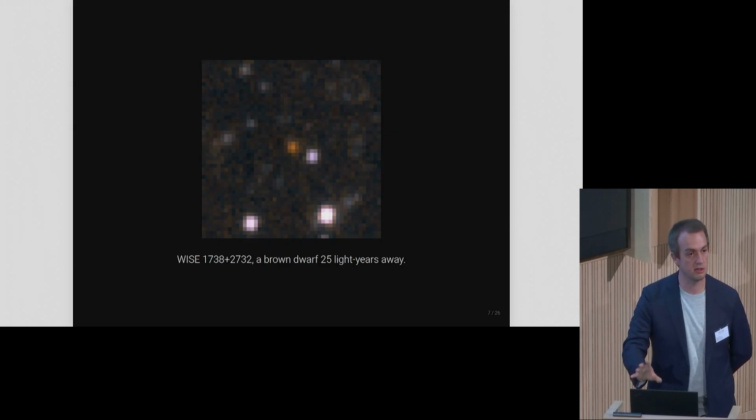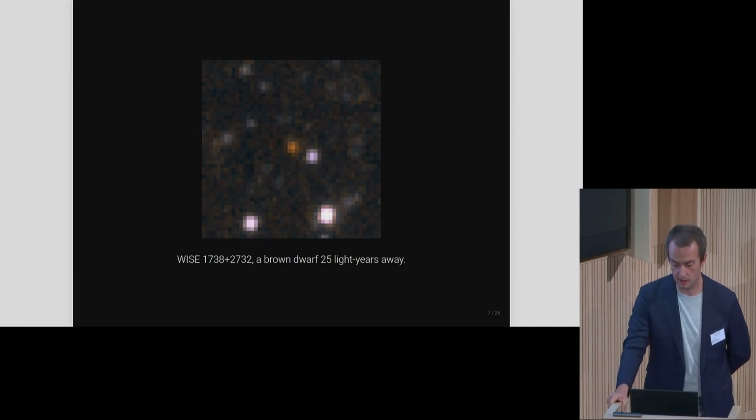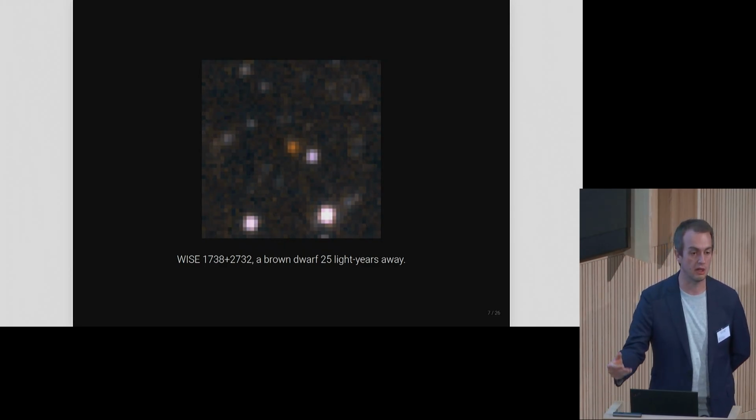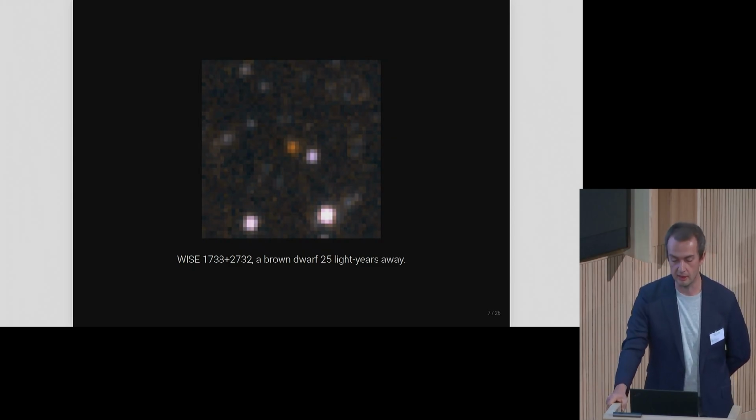This brown dwarf specifically is interesting because its temperature is similar to that of some exoplanets, which makes it a good proxy for studying exoplanet atmospheres. It's also interesting because it's cold enough to have complex molecules like water vapor, methane, and ammonia.